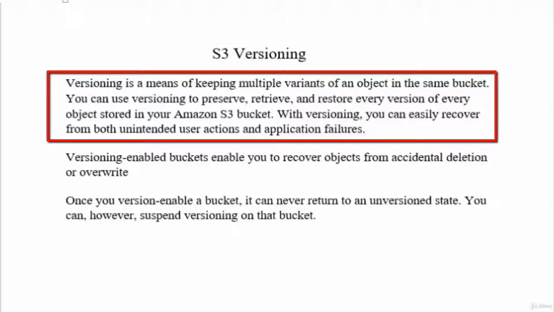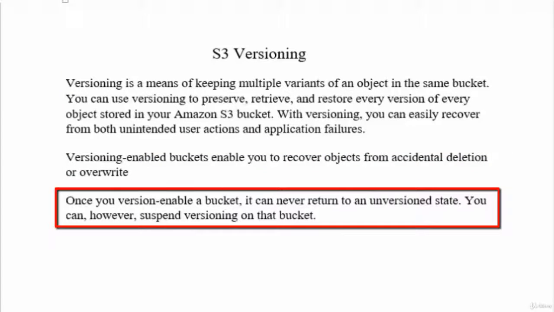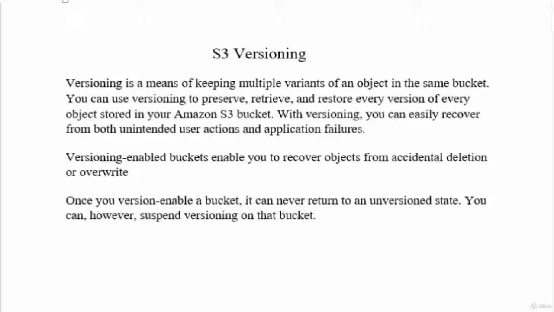So here the same thing is mentioned. Versioning is a means of keeping multiple variants of an object in the same bucket. You can use versioning to preserve, retrieve, and restore every version of every object stored in your Amazon S3 bucket. You can easily recover your versions from unintended user actions and application failures. You can even recover objects from accidental deletion. Once versioning is enabled, it cannot be returned to an unversioned state.